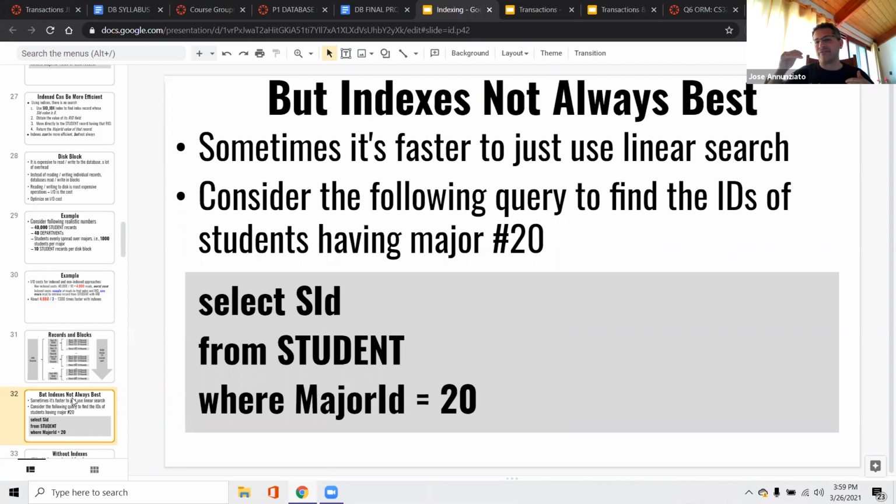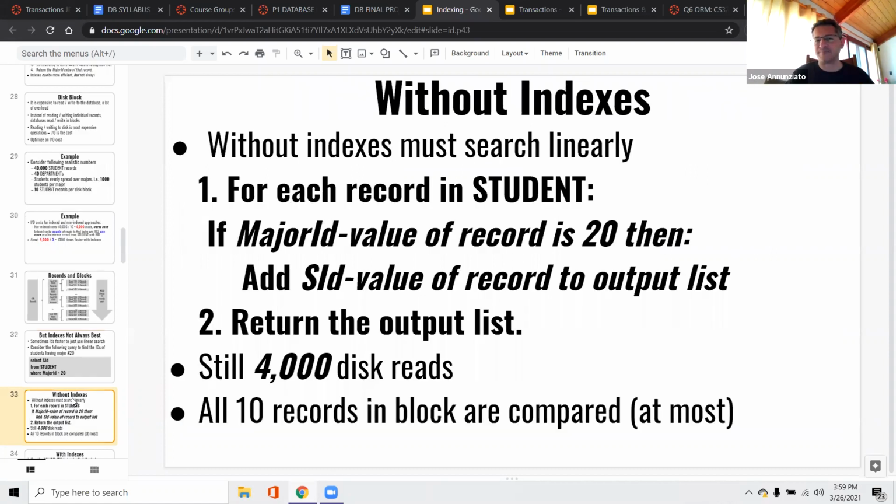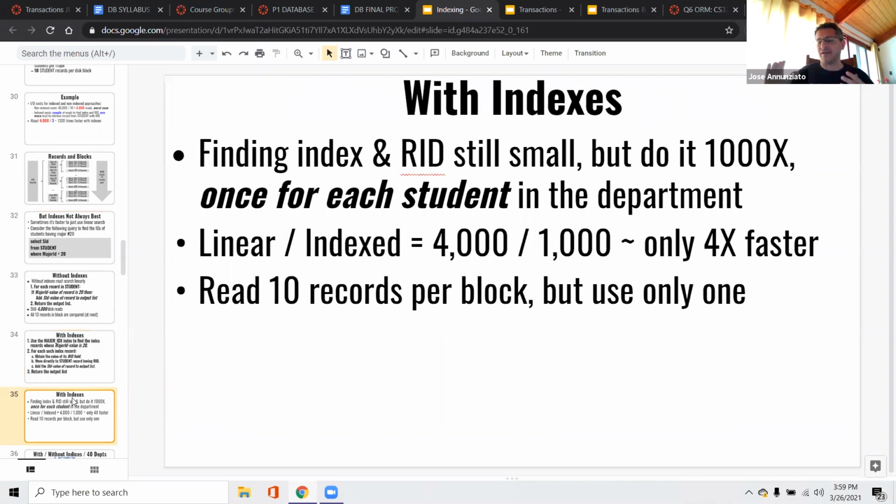Now, if you don't have the indices, you still have to do 4,000 reads. As you go, you find and compare the major ID, and retrieve the 1,000 students using 4,000 reads. If instead you use the indices, you know where those 1,000 students are. You just have to use their ID to go into the tree and look up and find the record. But they would be 1,000 individual reads to the database, to the file system.